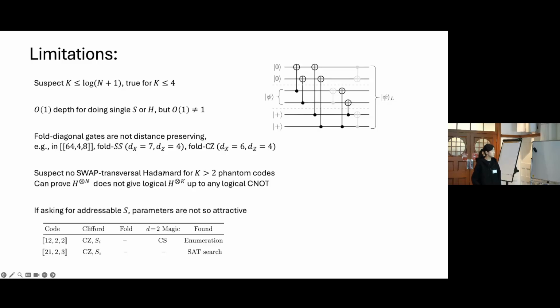So there are two codes I want to highlight from our paper. These two codes can actually do addressable S gates via applying S on a subset of qubits. However, you see that the parameters of those codes are not so attractive. For example, for this one, you might as well use 2 patches of Steane code. But in the future, we still want to generalize this family of codes, which is very interesting, and especially the CS magic here.